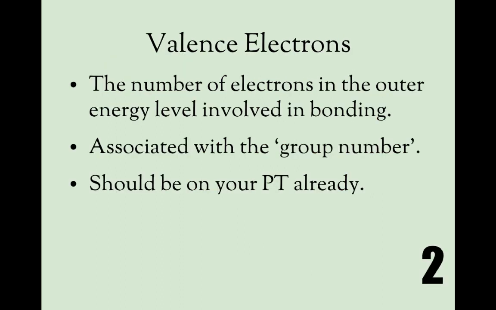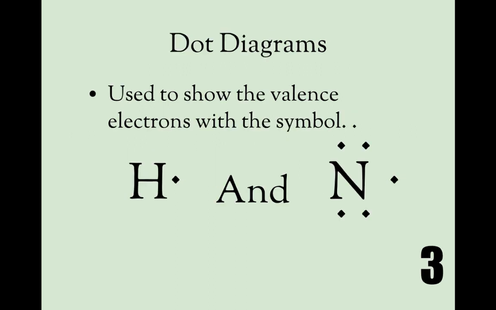So let's get started. Remember your valence electrons. Those are the number of electrons in the outer energy level. Those are the ones involved in bonding. They're associated with that group number, and these should already be on your periodic table. Dot diagrams, remember, are used to show the valence electrons with the symbol. Okay, and we're actually going to use dot diagrams to show how elements bond together.